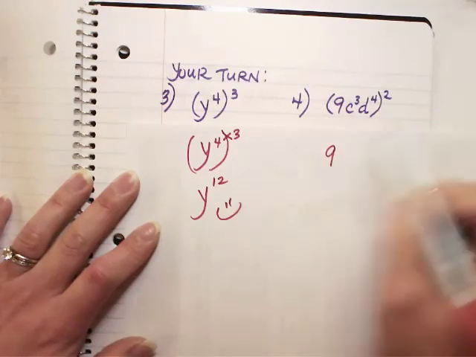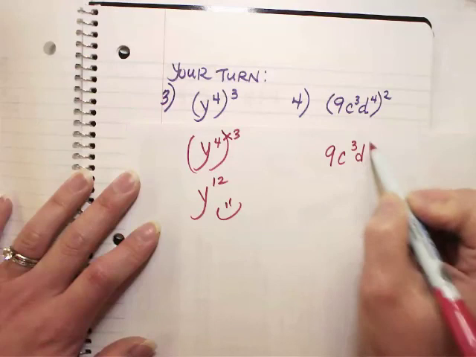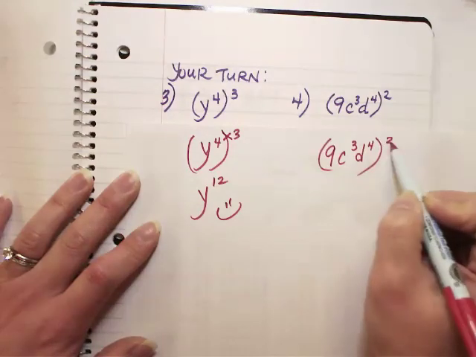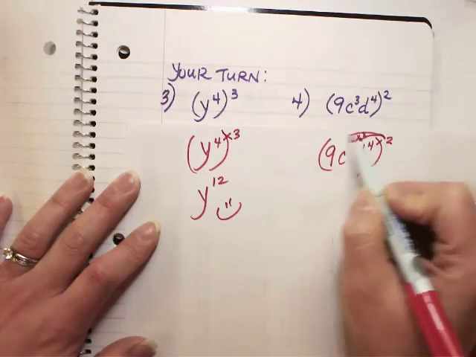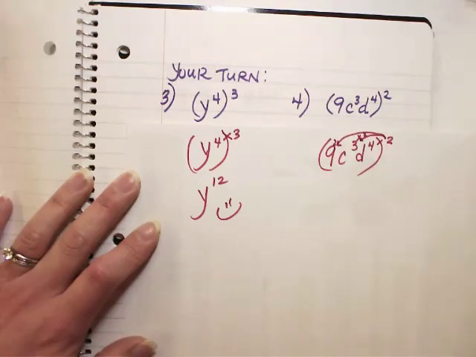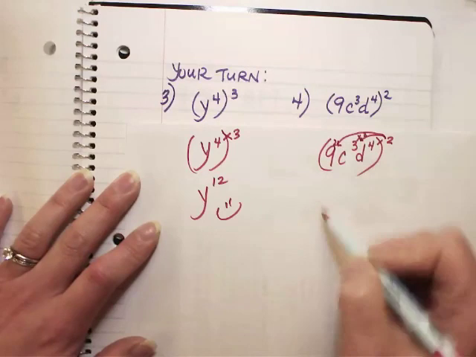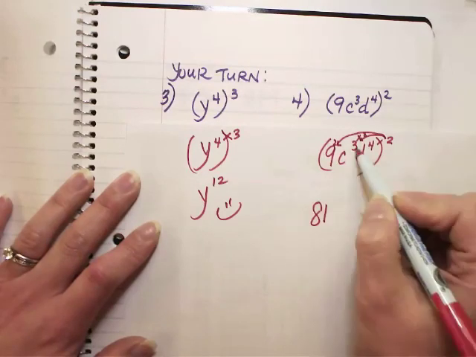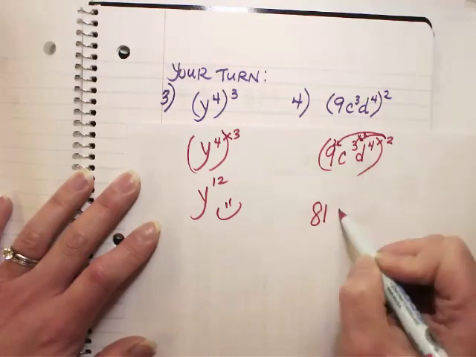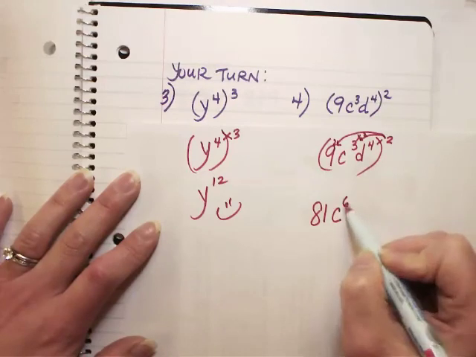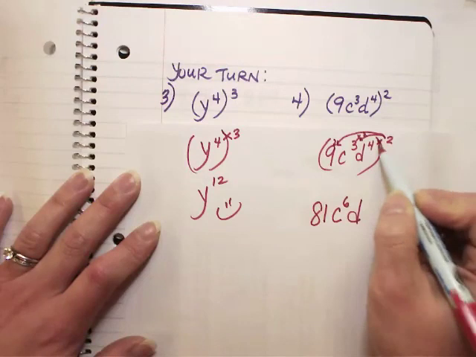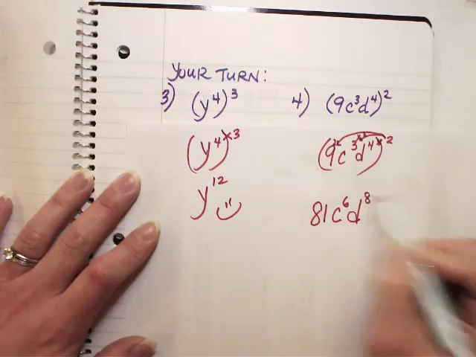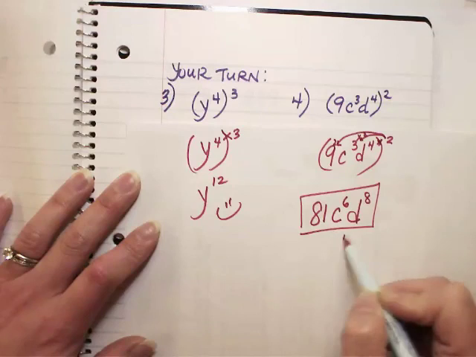And then if I have 9, c to the third, d to the fourth to the second, I can do the same. Multiply my powers times 2. And then remember, I have 2 of these as well. So 9 to the second power is 81. C to the third to the second power, multiply those powers, is c to the 6. D to the fourth to the second power, 4 times 2 gives me 8. And that would be your answer for this one.